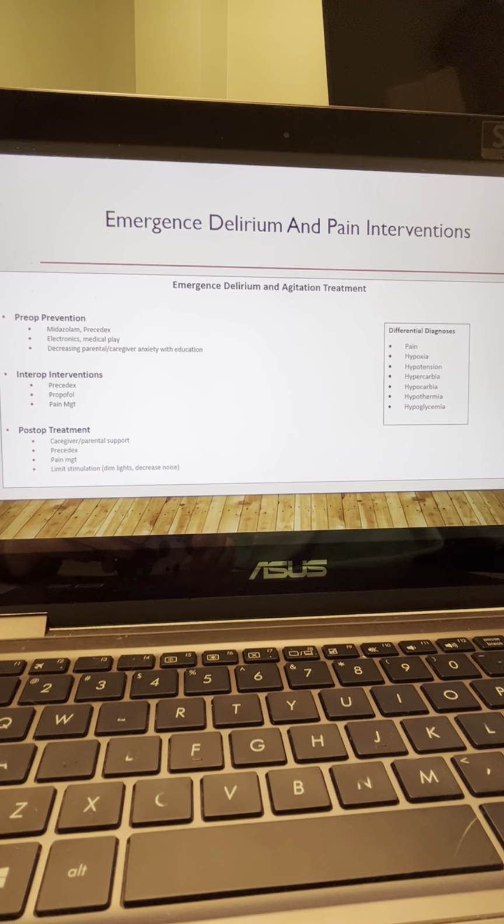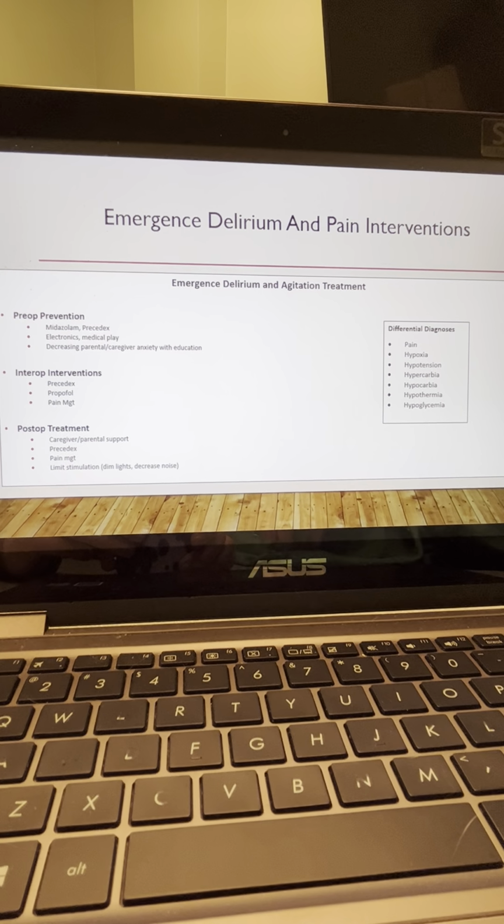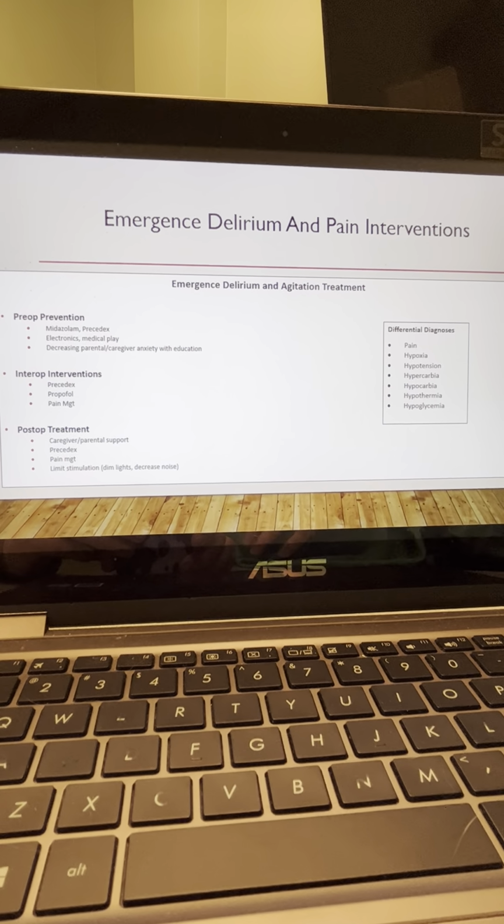Differential diagnosis, we don't see too many of these because our kids are fairly healthy going in, but you can look at maybe hypoxia, other things.